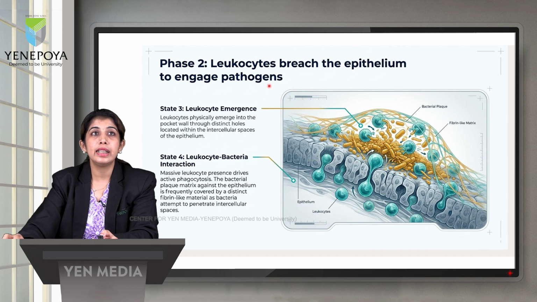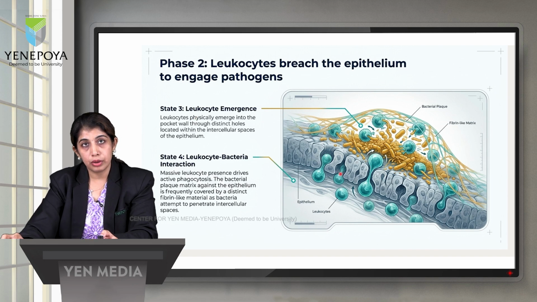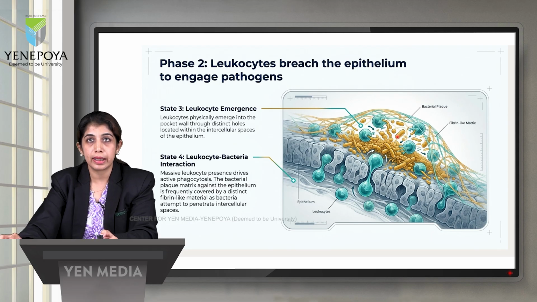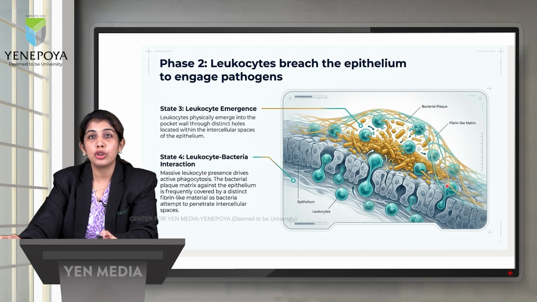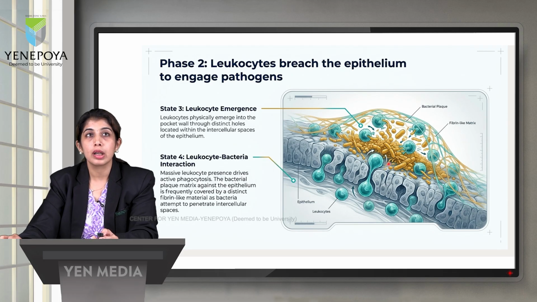So how does it react? It leads to your leukocytes. From the bloodstream, the leukocytes go to the area where there is bacteria or bacterial plaque, right? Leukocytes will emerge into the pocket wall and then enter the connective tissue. And then there is a leukocyte and bacterial interaction taking place. There is active phagocytosis or destruction happening. The bacterial plaque matrix that is against the epithelium is covered by a fibrin-like material, okay? So what is this doing? This fibrin-like material is nothing but the bacteria trying to protect itself from the host.